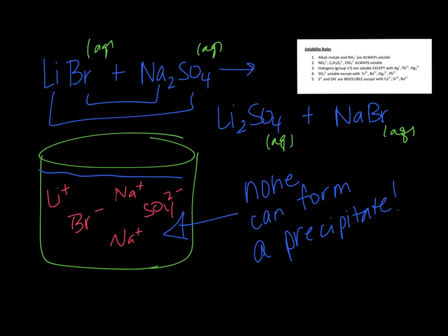And if they can't form a precipitate, then it can't be a precipitation reaction. So this is no reaction. Nothing happens. Your complete ionic equation is going to look identical on the reactant side as the product side.